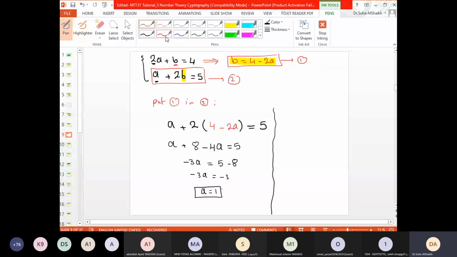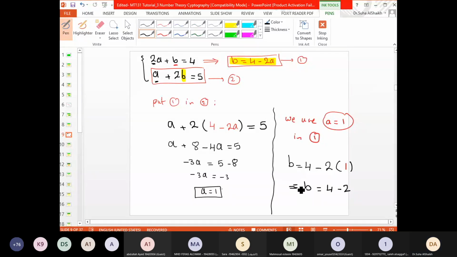Now we use A equal to 1 in equation 1. In equation 1 I will replace A and put 1. So what we will get is the following: B is equal to 4 minus 2, and A we agreed is 1. So B is equal to 4 minus 2. So B is equal to 2. This way I have found the value of A and the value of B, and this is the solution.